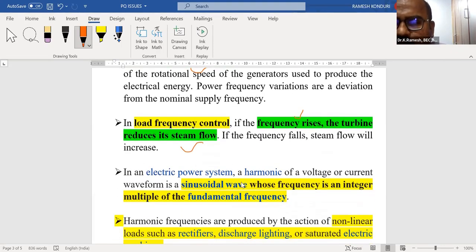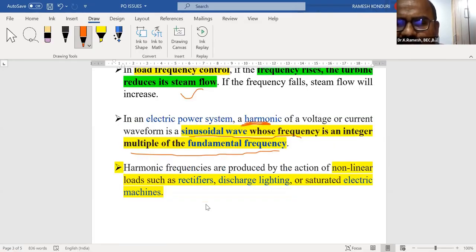So next, going to harmonics. What is a harmonic? In an electrical power system, a harmonic of a voltage or current waveform is a sinusoidal wave whose frequency is an integer multiple of the fundamental frequency. So if we take the fundamental as sin omega t, and we have an integral multiple of this fundamental frequency, whether it is a voltage or current, then it is said to be a harmonic wave. The harmonic frequencies are produced by the action of non-linear loads.